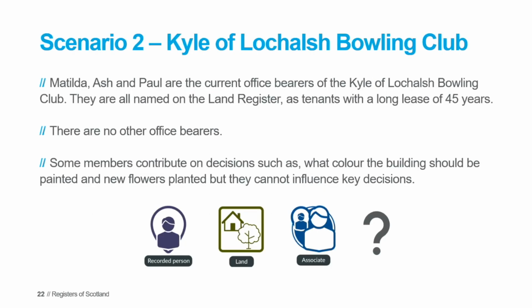For scenario 2, we've got the Kyle of Localsh Bowling Club. Matilda, Ash, and Paul are the current office bearers of the club. They're all named on the land register as tenants with a long lease of 45 years. There are no other office bearers. Some members of the clubs will contribute on decisions such as what colour the buildings could be painted or if they should plant any new flowers, but they have no influence on key decisions. Just have a think on whether you can identify a recorded person or associate here with general control and management responsibilities.